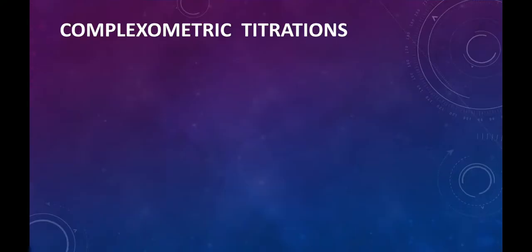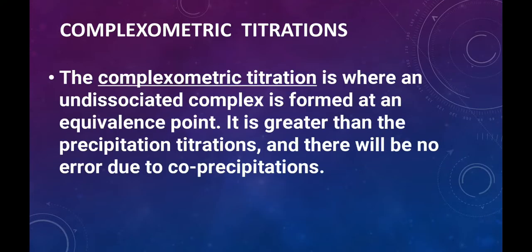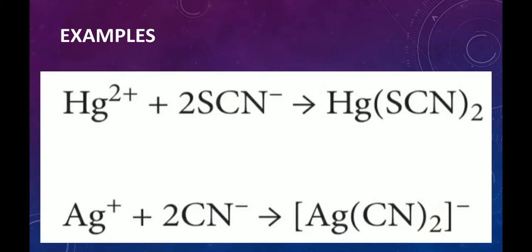Complexometric titrations. The complexometric titration is where an undissociated complex is formed at the equivalence point. It is better than the precipitation titrations, and there will be no error due to co-precipitation. These are the examples of complexometric titrations.